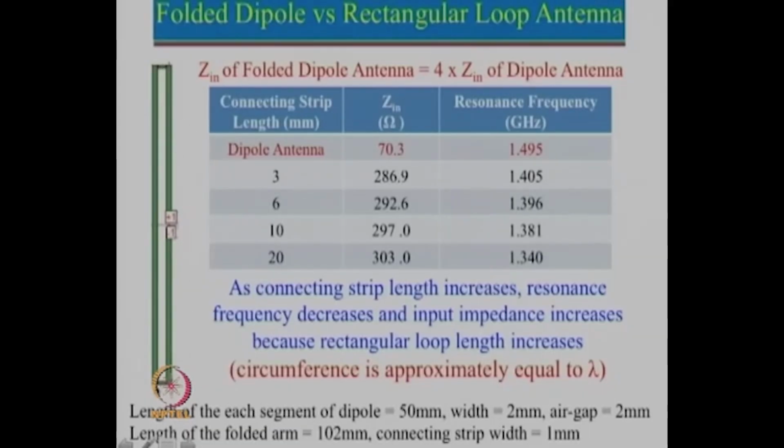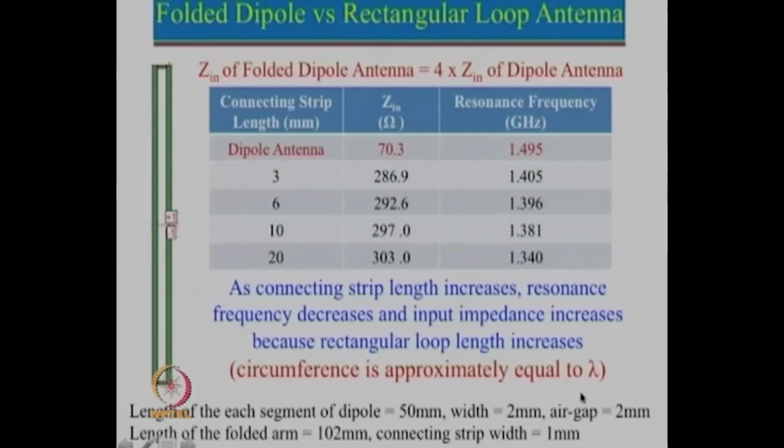The total loop circumference will increase, and we can notice here that the circumference is approximately equal to lambda. If we add up all the dimensions and calculate the resonance frequency, you will see that with the increase in the strip length, the total length will increase, so the resonance frequency should decrease. So, a folded dipole antenna can be very easily explained by a rectangular loop antenna.